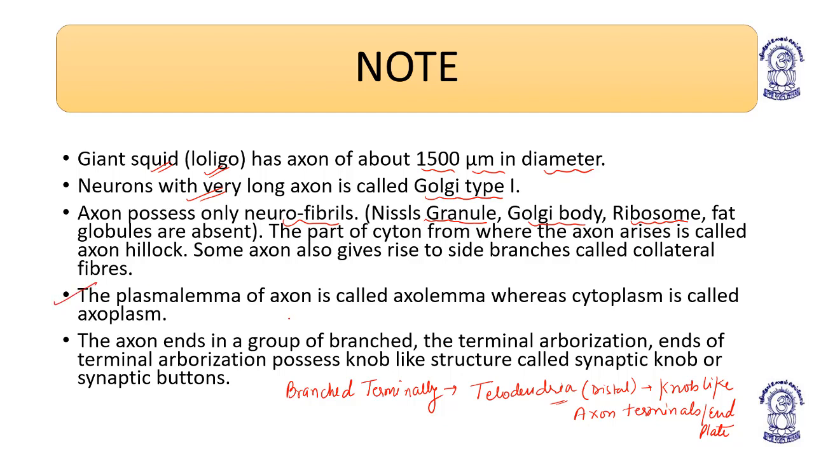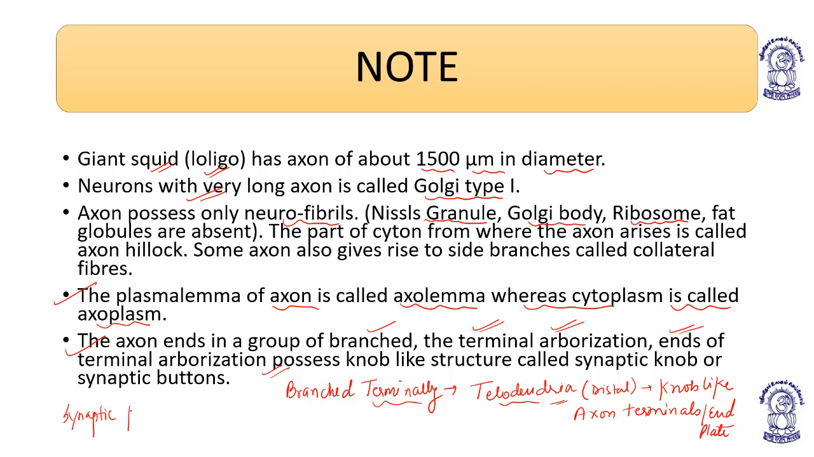The plasmalemma of the axon is called axolemma, where the cytoplasm is known as what? Axoplasm. The axon ends in a group of branches called terminal arborization. Ends of terminal arborization possess knob-like structures known as synaptic knobs, synaptic buttons, end plates or axon terminals. The branches are known as what? Telodendria. Understood?